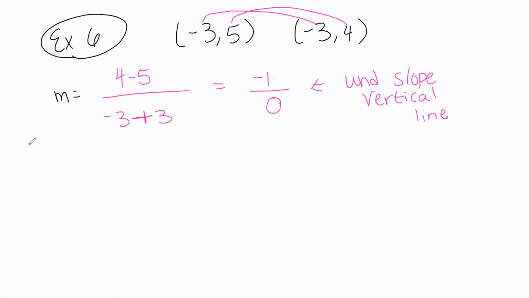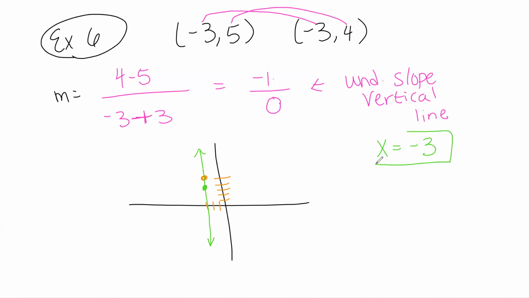So if you think about it, let's graph the points that were given. -3, 1, 2, 3, up 5, 1, 2, 3, 5, and -3, 4. So left 3, up 4. Connect those. It's going to be a vertical line. This is just x equals -3. All vertical lines will be x equals.